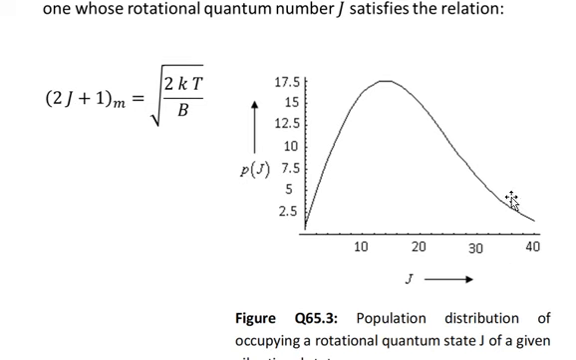So this is a typical curve. You can notice in this curve that for a lower value of J it is not maximum, but it is maximum for some value of J, for example in this particular case around the value of 15. Beyond the value of 15, the probability of occupancy of the rotational level J will decrease.